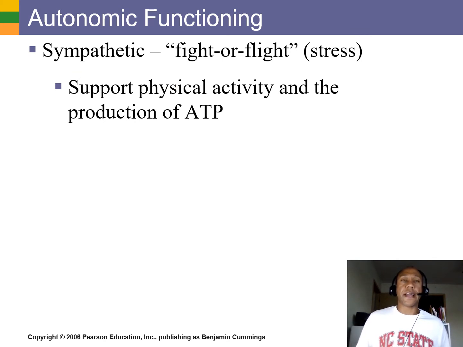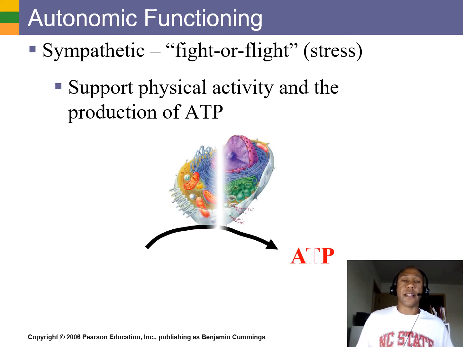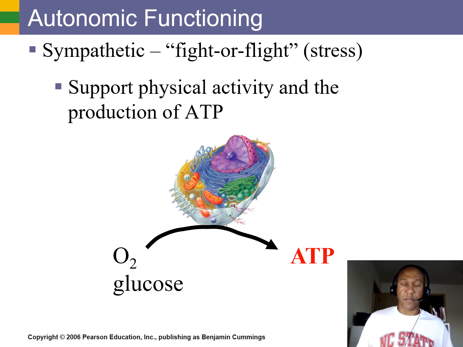Now, to understand how the sympathetic nervous system works, let's think about what's required to support physical activity and the production of ATP. Cells, of course, in order to produce ATP, require oxygen and glucose. So you're going to have maximum blood flow to your skeletal muscles. You're going to have dilation of bronchial tubes and the respiratory passages. You're going to have an increase in heart rate, all meant to carry more oxygen and substances that can be used to produce ATP, like glucose, to the cells of your skeletal muscles.